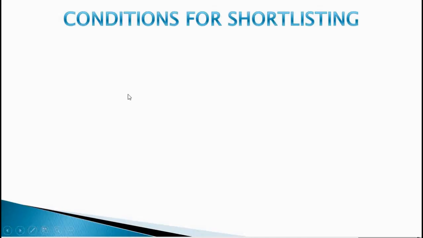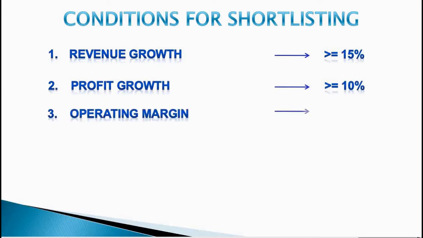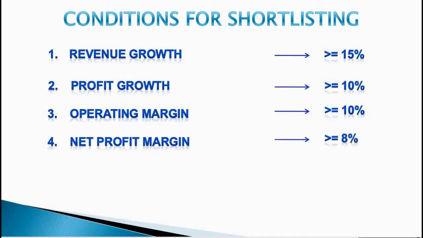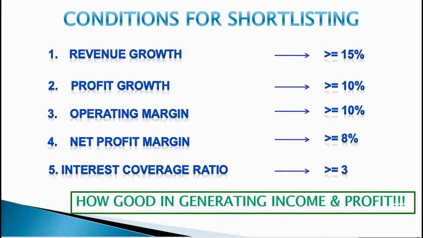In the last 3 videos, I explained 12 factors that can be used for preliminary shortlisting of companies. I will summarize them once again. First factor is revenue growth should be 15% or more. Profit growth should be 10% or more. Operating margin should be 10% or more. Net profit margin should be 8% or more. Interest coverage ratio should be 3 or more. These 5 factors give us idea on how good is the company in generating income and profit.